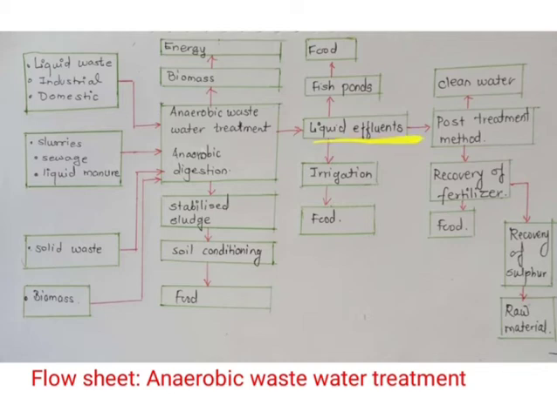Then from these liquid effluents the post-treatment can be done, and from that we can separate the clean water, and the waste can be transferred as a fertilizer. Here recovery of fertilizer can be done. Then it acts as food again for agriculture. Then from this fertilizer we can recover the sulfur also, and we get the raw material.